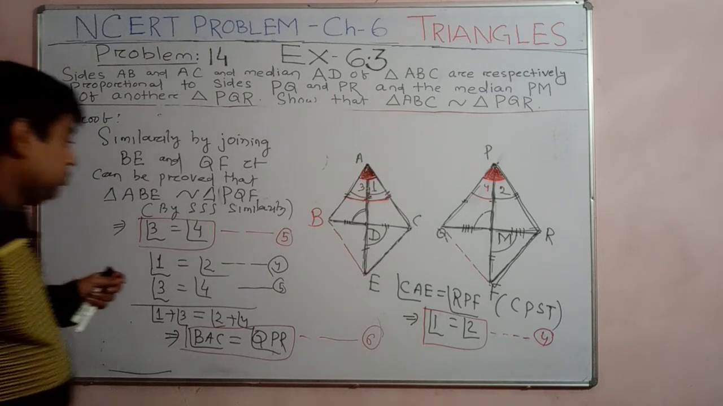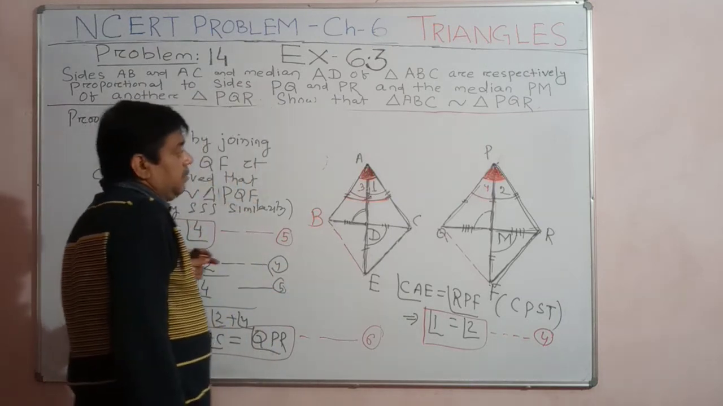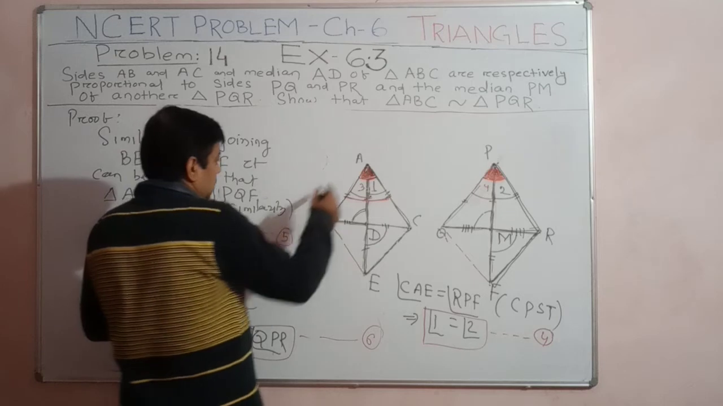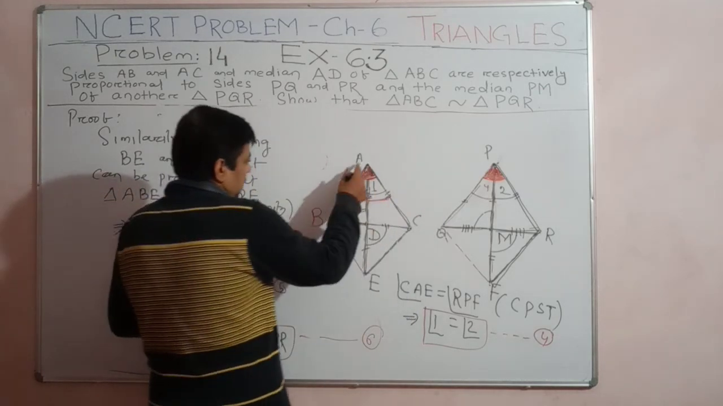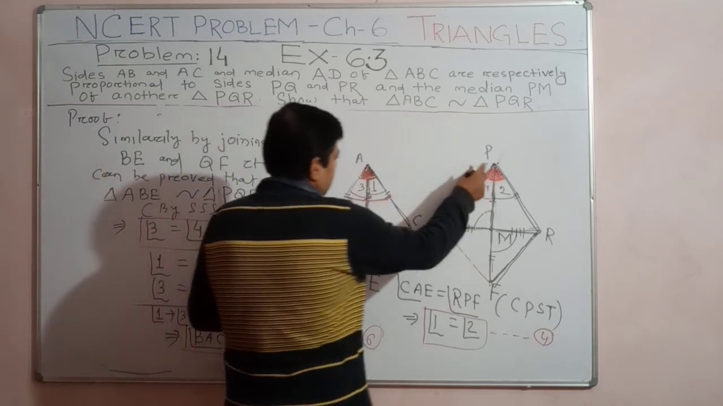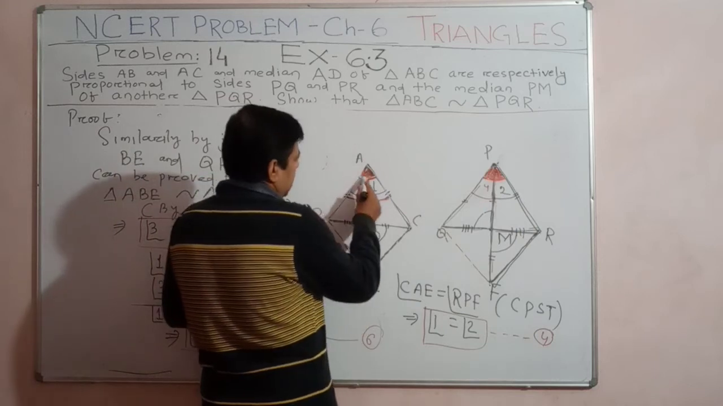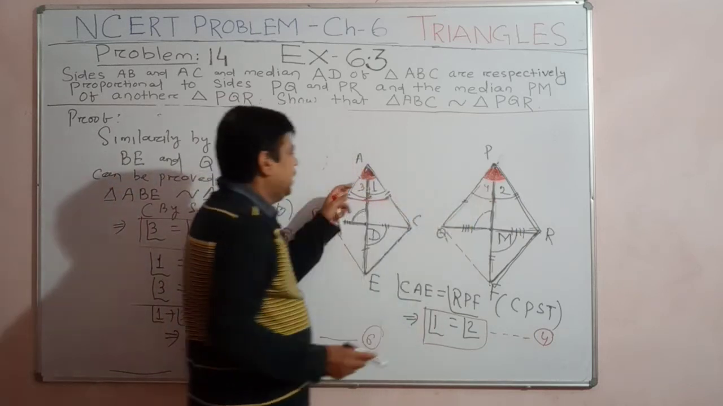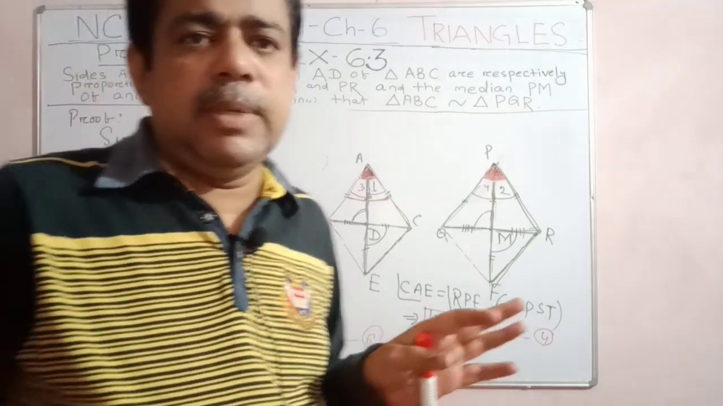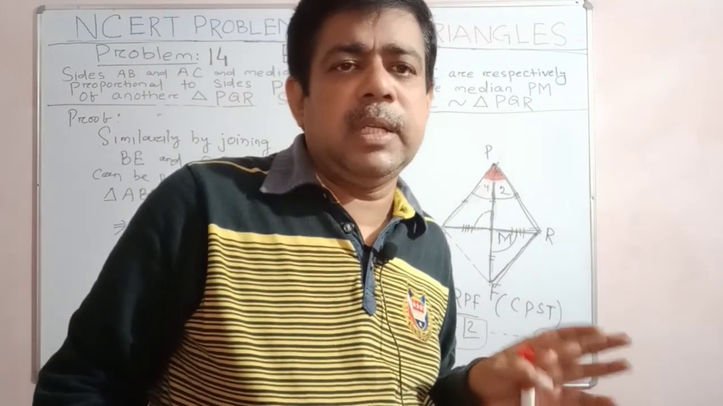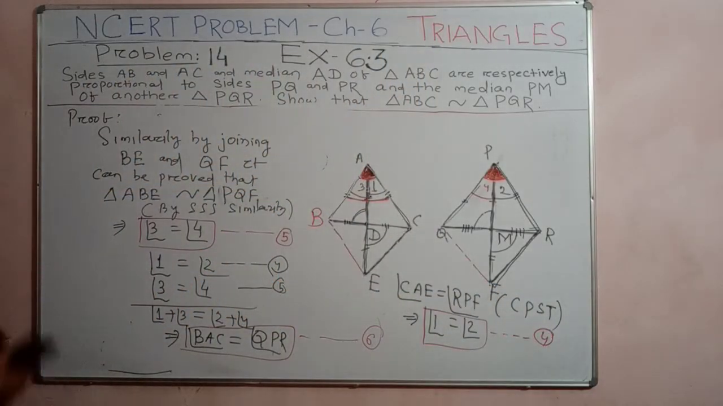Now, how does it help in proving similarity of triangle ABC? So see students, already in triangle ABC and triangle PQR, look at here. It is given that AB upon PQ is equal to AC upon PR. And here we proved angle A is equal to angle P. So by the side angle side criterion of similarity of triangles, triangle ABC can be similar to triangle PQR. Yes or no? Okay.